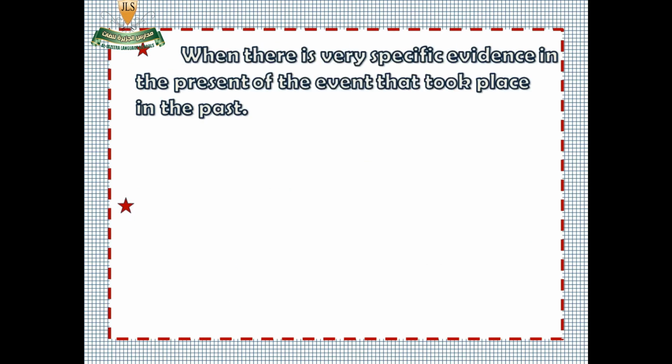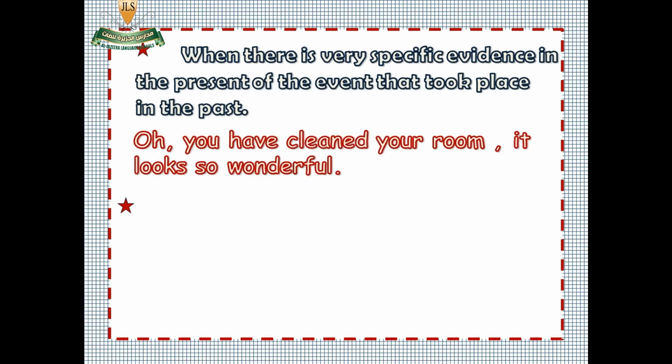And when there is very specific evidence in the present of an action that took place in the past, it means I did something in the past and there is evidence in the present. For example, oh, you have cleaned your room. It looks so wonderful. So how did she know that I cleaned it? How did my room look? It looked clean. Why? Because I have cleaned it. It's an action which I did in the past, and this is its result.